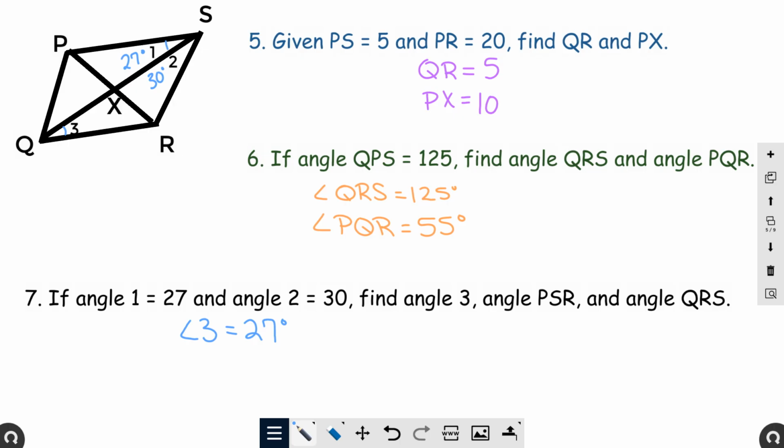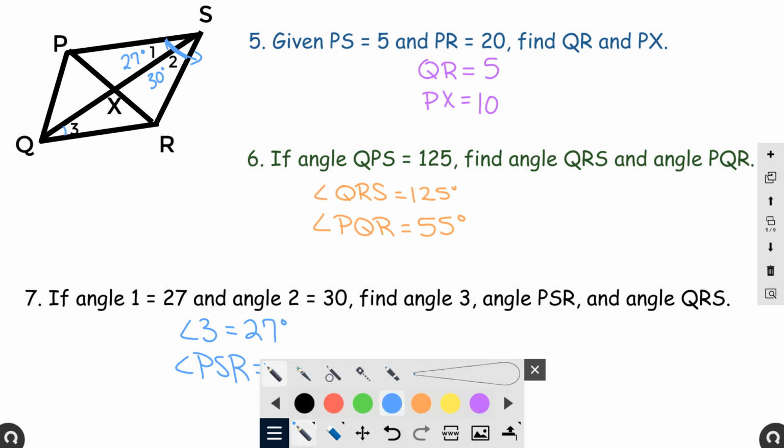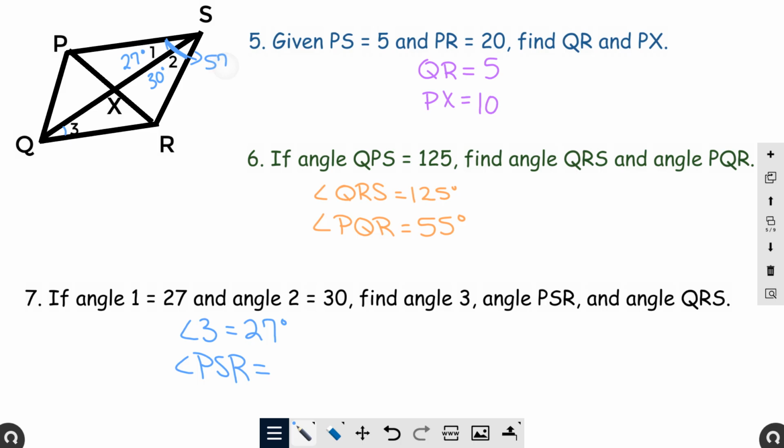Now, next it asks us for angle PSR. So PSR is this whole angle right here. What's this whole angle? 57. That's right. We would just add those two together.